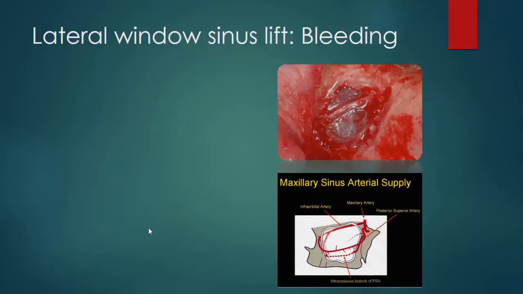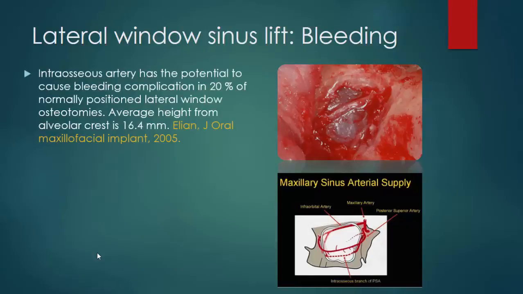It's very important to identify the structure. We can identify the structure before the surgery through the cone beam, sometimes we can identify it on the x-ray, and we also need to identify the structure during the surgery in order to avoid the bleeding issue. According to Elian's study in 2005, the intraosseous artery has the potential to cause a bleeding complication in 20% of normally positioned lateral window osteotomies. The average height from the alveolar crest is 16.4 mm, and this is very important here, so we don't want our window to be too high from the crest.